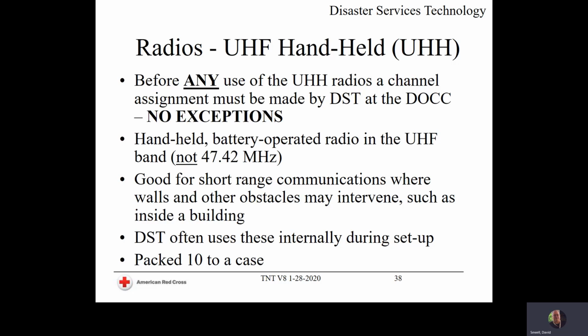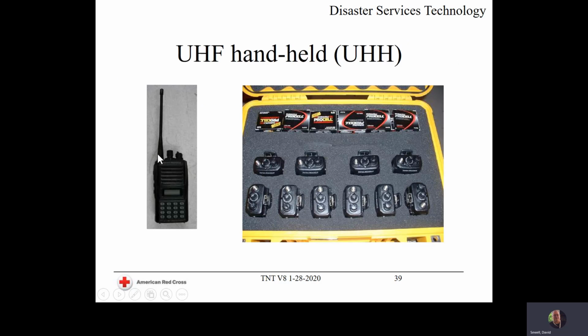They're packed 10 to a case, and they're packed with AA batteries. The AA batteries go in the old UHF handheld and the low band handheld. So the first thing you want to do when you open a case is order more batteries, because you'll go through a lot of them. This is the box that the UHF handhelds come in.